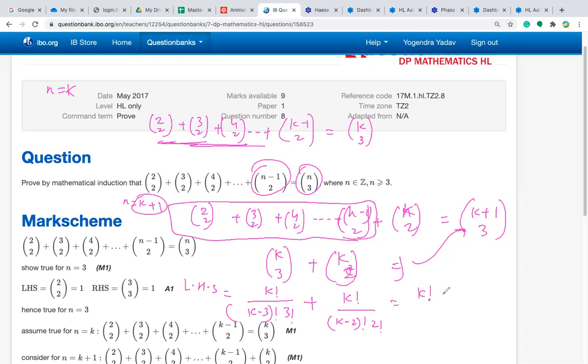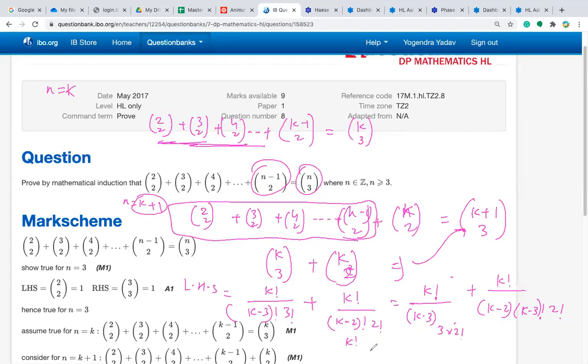So what I'm going to do is take k factorial common, and in this part, I'm going to take one more step here. So here what I get is k factorial over k minus 3 factorial times 3 factorial plus k factorial over, what I can do is write this as k minus 2 times k minus 3 factorial, and also this 3 factorial I can write as 3 times 2 factorial, and here it is 2 factorial as well. So I now look at what all I can pull out.